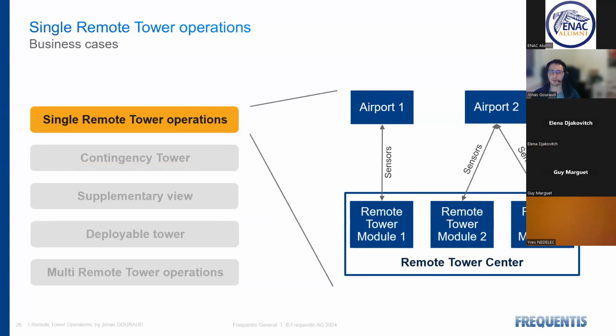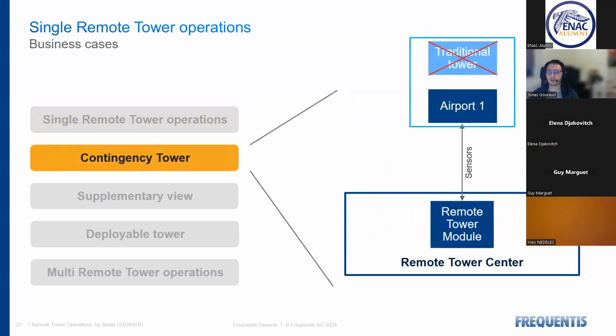The first one and the most simple one is the single remote tower operations, and that is the most known mode and the one that is actually used around the world. The idea is you directly replace the direct view with a sensor, and instead of having different towers, you will use one remote tower center. This is mainly done for small and regional airports, but it can be used sometimes for big airports, depending on what the ANSP actually wants.